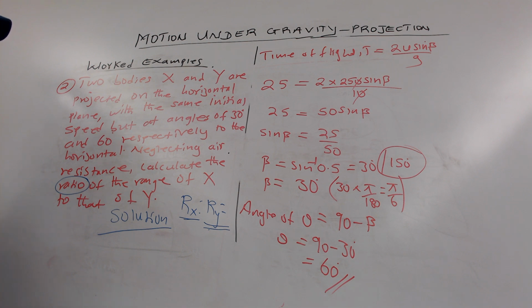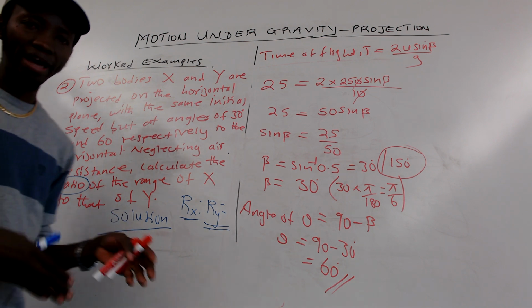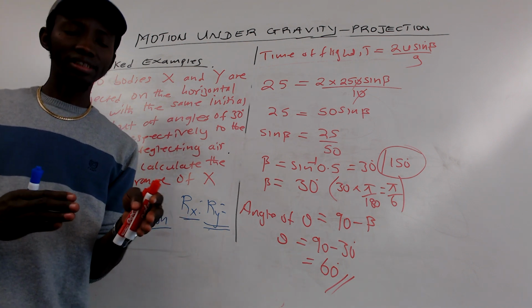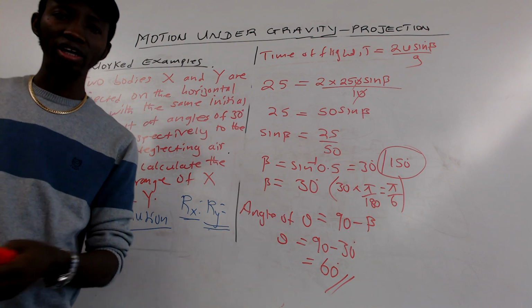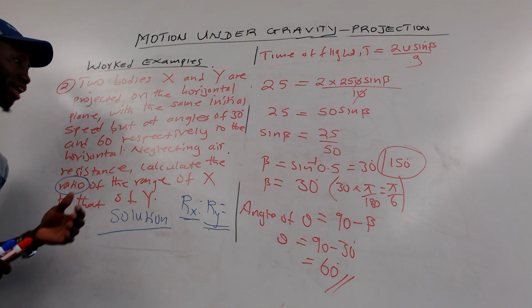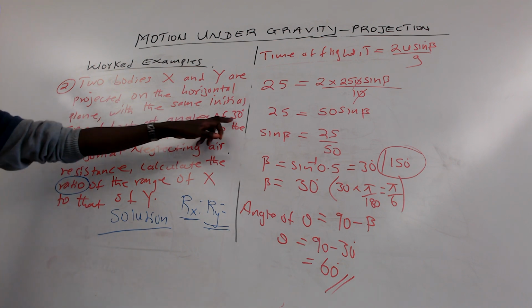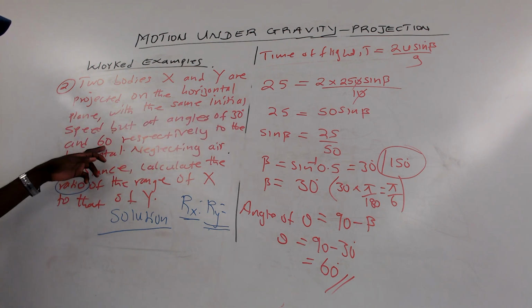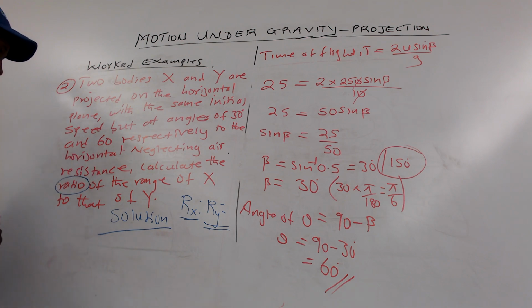Having the two ranges, we can work them in ratio form and get the value we are required to find. Now, moving forward, we have these two bodies, body X and body Y, projected on a plane with the same speed. That means the speed for X is the same as the speed for Y. So the two bodies have the same speed but different angles: X is 30 degrees and Y is 60 degrees. This is very simple and straightforward.